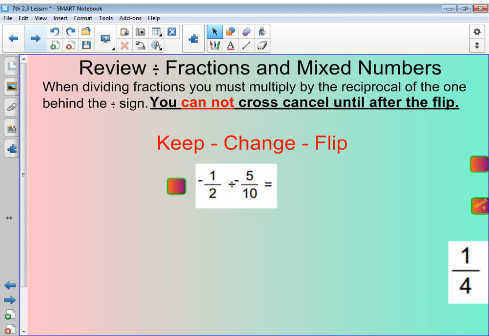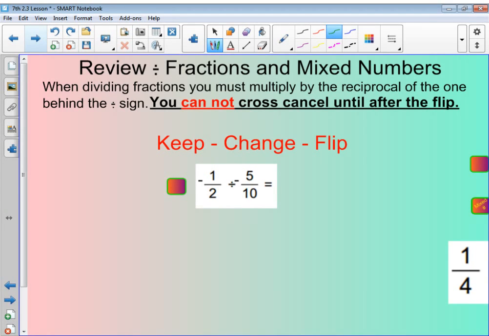Okay, so here I have negative 1/2 divided by negative 5/10. Now, some of you might say, can I reduce 5/10? If you would like to do that, you may reduce it, but some kids aren't gonna see it, so it might stay that way. The one thing that I will tell you is you cannot cross cancel. You can reduce within a fraction, but you cannot cross cancel until after you've done the keep, change, flip.